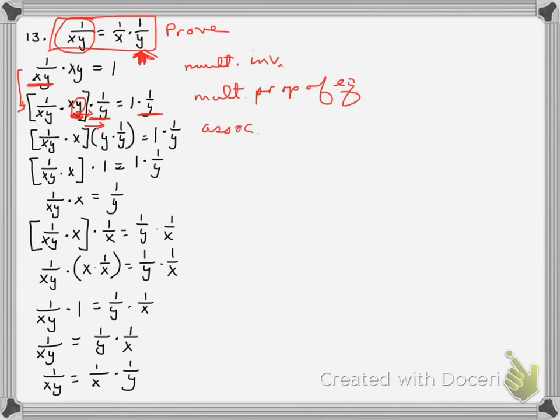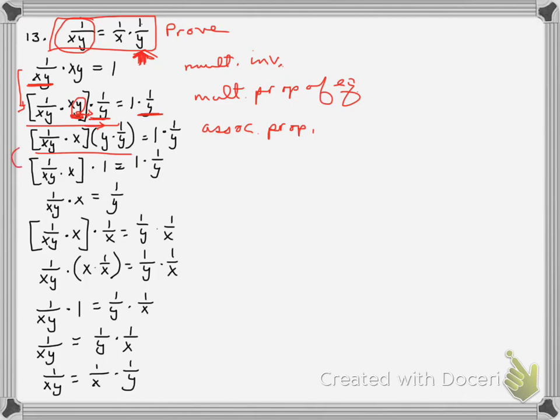I'm rearranging the order, but I'm not moving it to another place in my sentence. It still reads 1 over xy times x times y times 1 over y in both statements. Same order, but the parentheses or the association has changed. So that's the associative property. Everything else is the same.